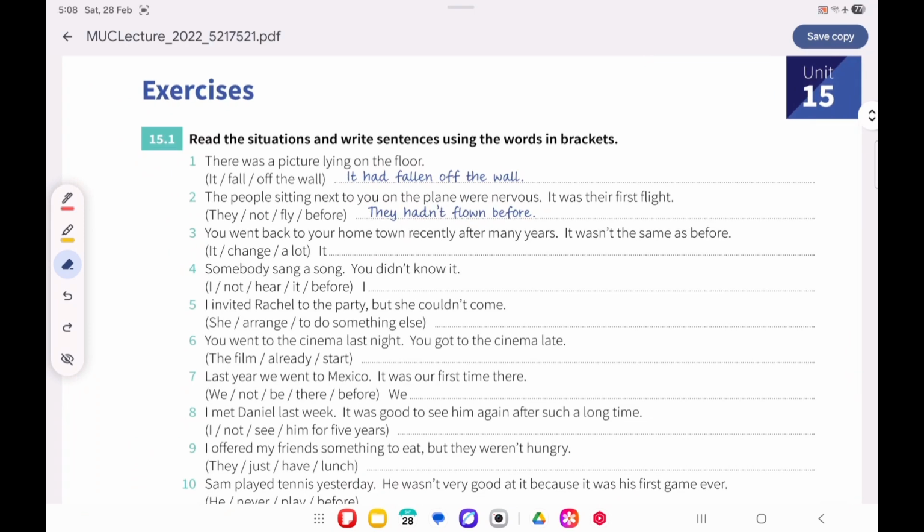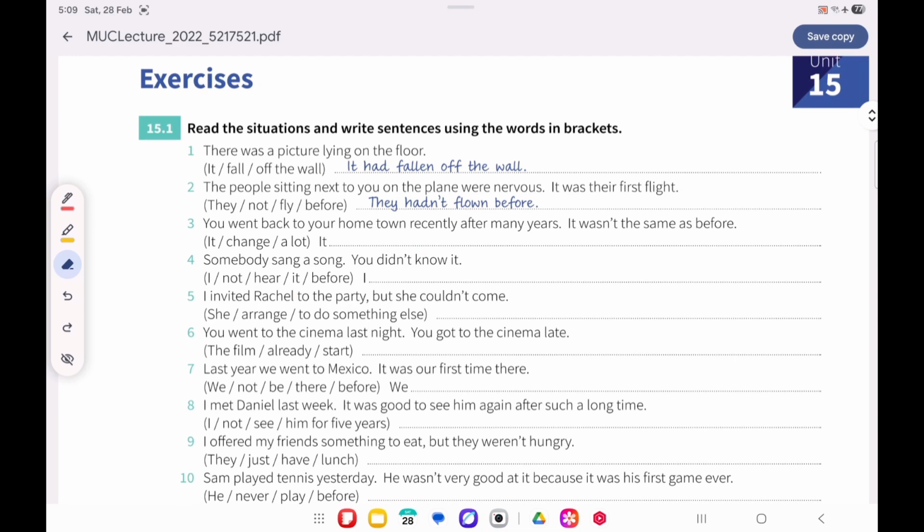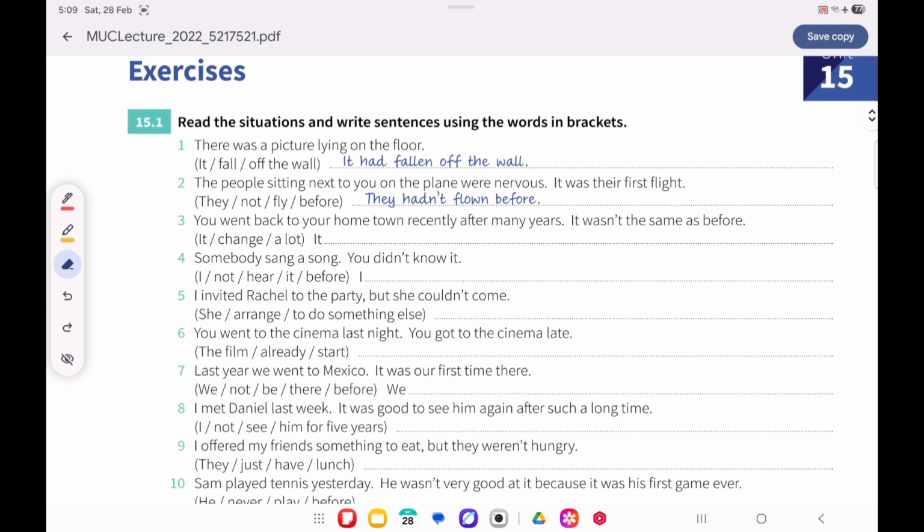Exercise 1. Read the situations and write sentences using the words in brackets. There was a picture lying on the floor. It had fallen off the wall. The people sitting next to you on the plane were nervous. It was their first flight. They hadn't flown before. You went back to your hometown recently after many years. It wasn't the same as before. It had changed a lot.